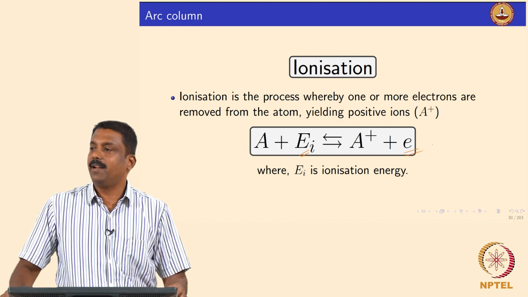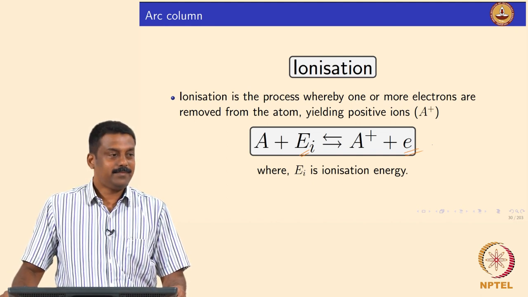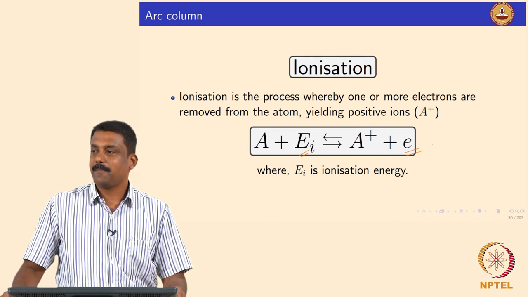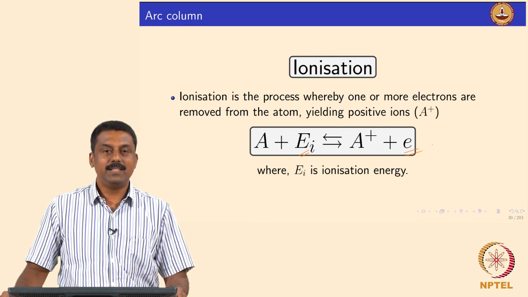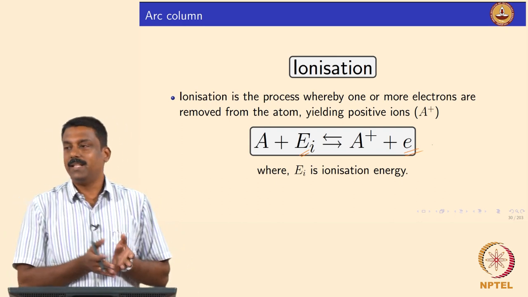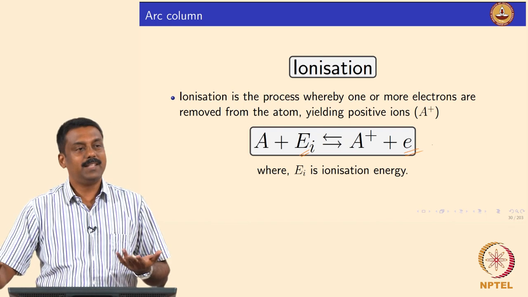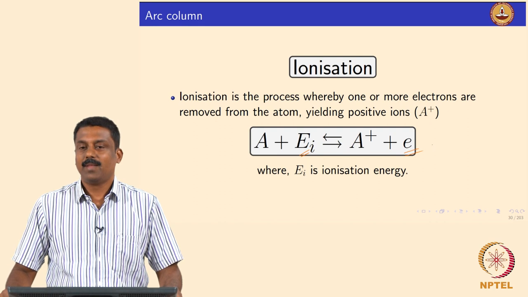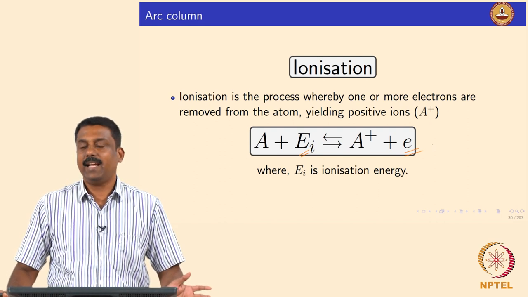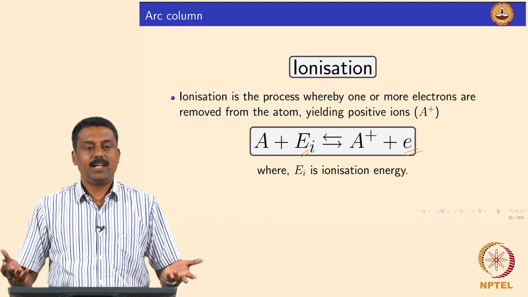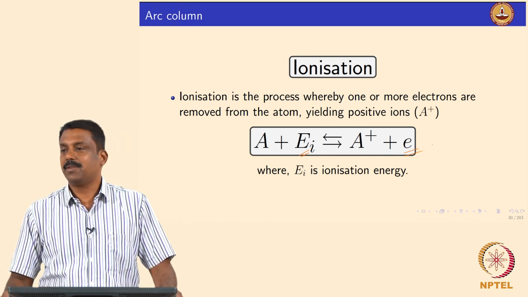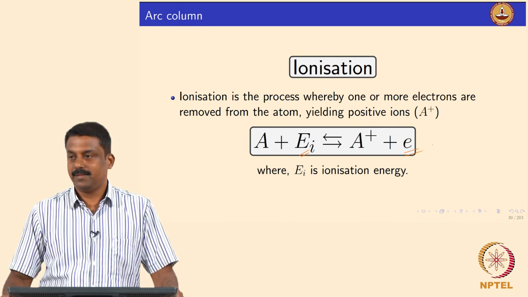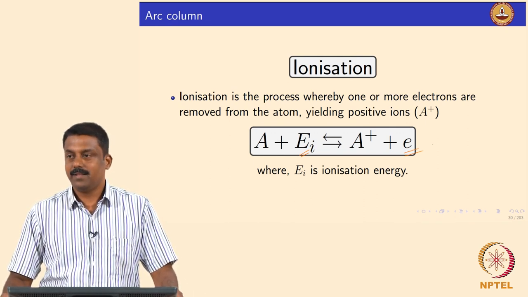So is this reaction endothermic or exothermic? Endothermic, because you supply energy. This energy is consumed by the atom to release an electron. So the ionization energy, EI, is a function of the material, in this case a function of the gas, because EI changes if you change the composition or nature of the gas.